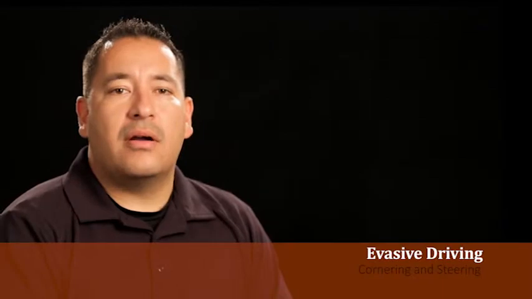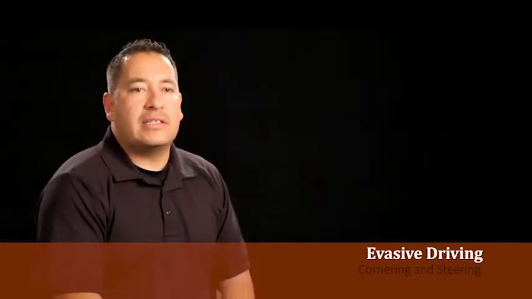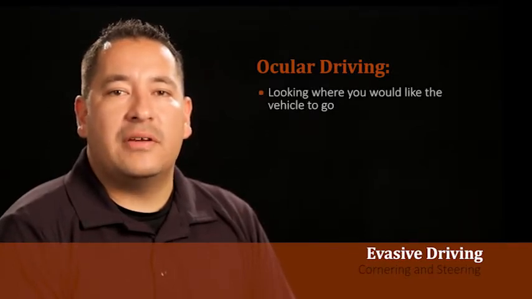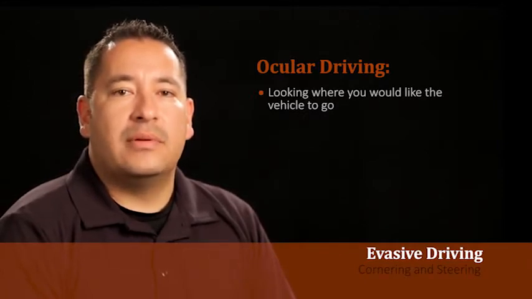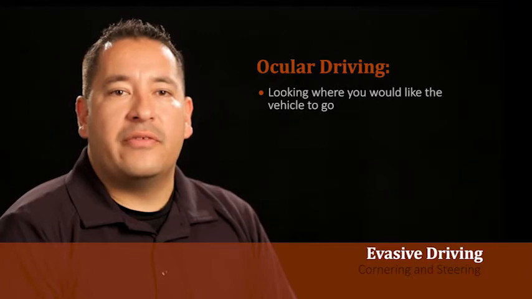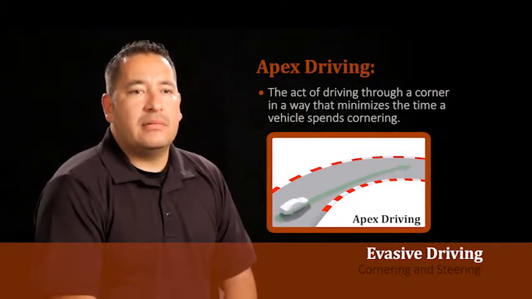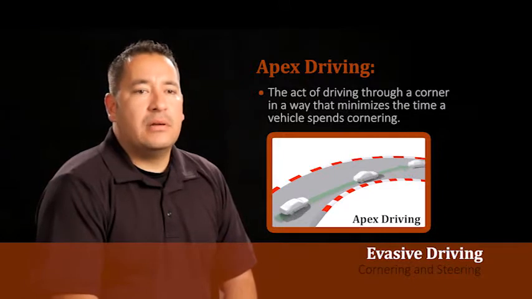Before we get into the car, there are also a couple of terms I would like to define regarding cornering and steering. Ocular driving. Ocular driving is simply looking where you would like the vehicle to go. It is achieved by keeping your head up, looking down the road, around the corner for example, and not at the ground directly in front of your vehicle. Apex driving definition: entry point, apex, and exit point.